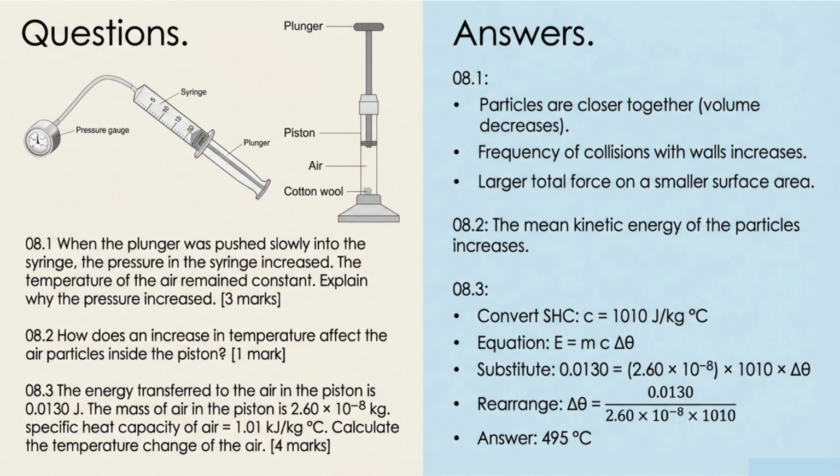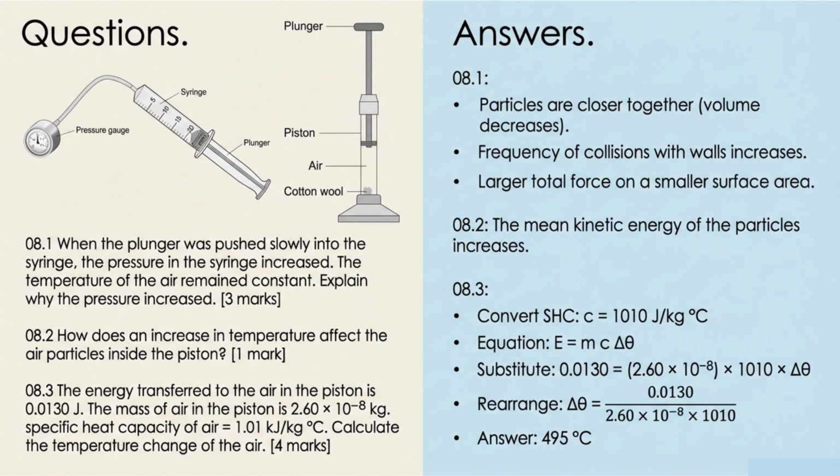Okay, slide 9. Question 8. Gas property. 8.1 asks to explain why pressure increases when a plunger is pushed in a blocked syringe. When you push the plunger, the particles are closer together, meaning the volume decreases. Because of that, the frequency of collisions with the walls increases, which creates a larger total force on a smaller surface area. That explains the pressure increase.